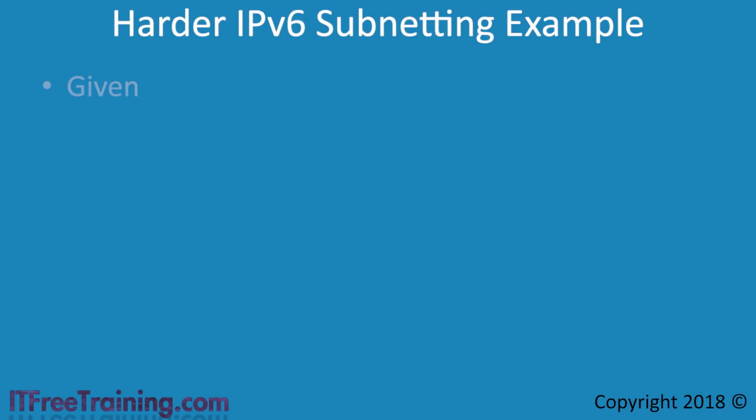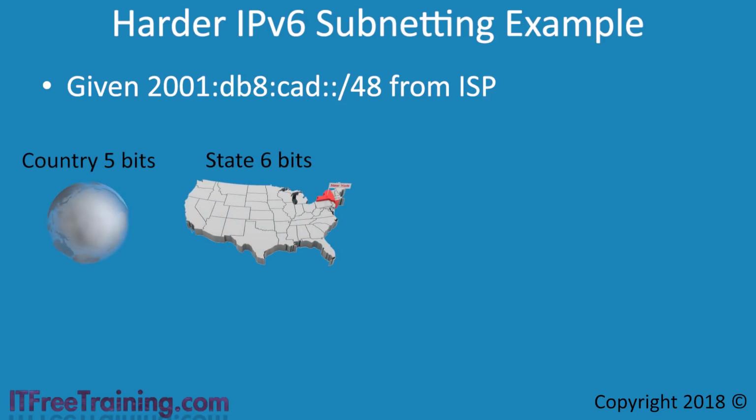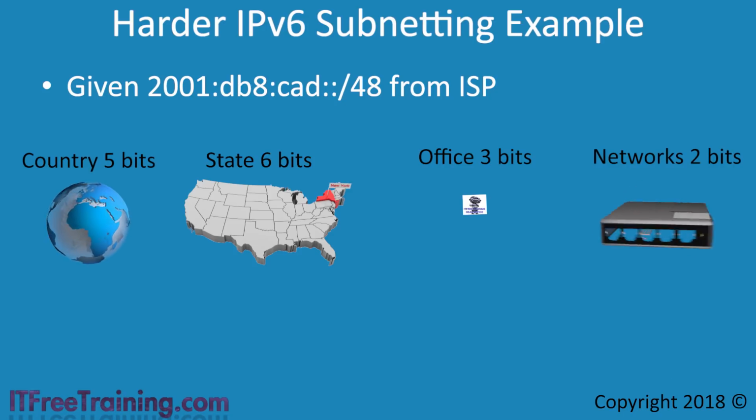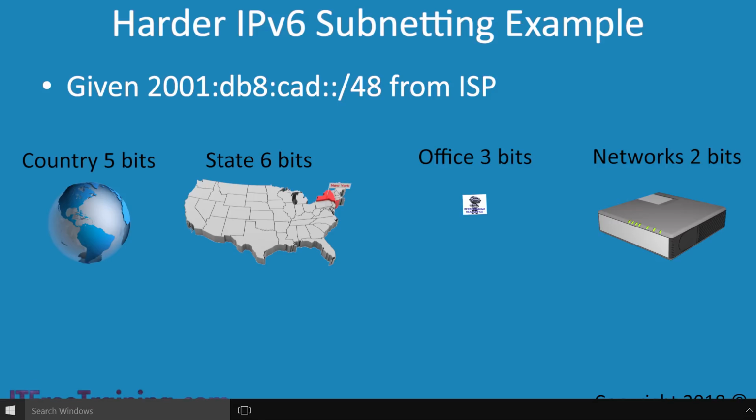In this example, once again, the ISP has given us the same IP address. This time, the 16-bit subnet ID will be divided up into 5 bits for the country, 6 bits for the state, 3 bits for the offices, and 2 bits for networks in those offices. Unfortunately, the subnet ID has not been divided up into 4-bit boundaries, so now some math is involved to work out the network. Rather than look at the math in this video, I will instead use an online subnetting tool. I will leave the math to an upcoming video.